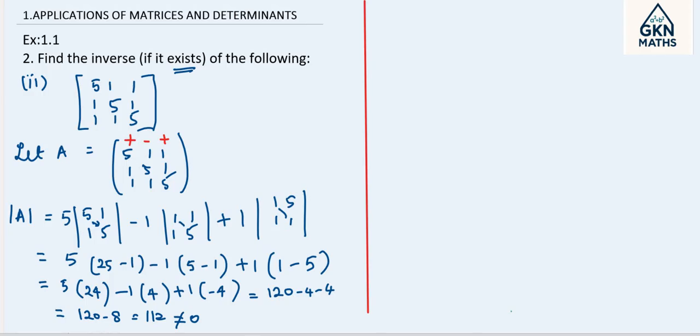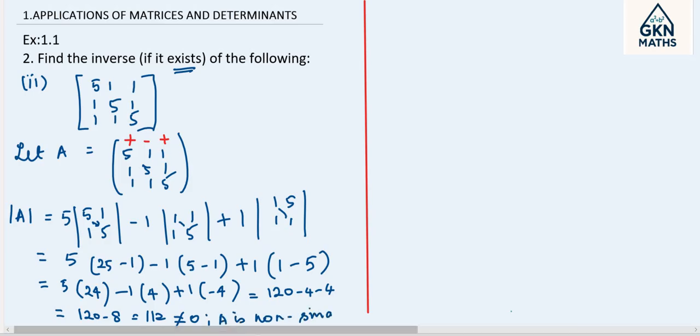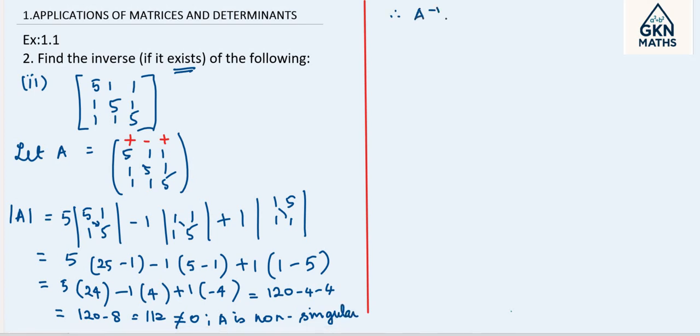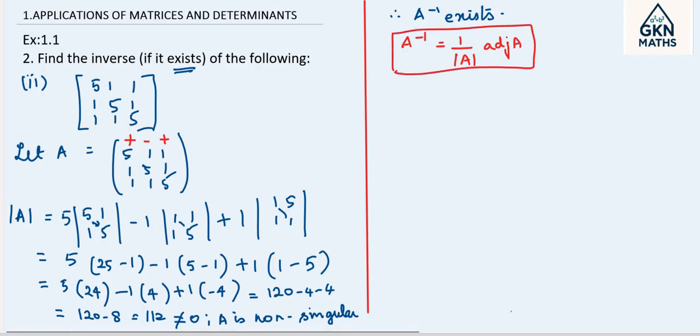So we have seen in the previous video that if the determinant is not equal to 0, we call A non-singular. Only if the matrix is non-singular does the inverse exist. So we say A is non-singular, therefore A inverse exists, and we are going to find A inverse. We know the formula: A inverse is equal to 1 by determinant of A into adjoint of A. So we are going to find this adjoint of A.